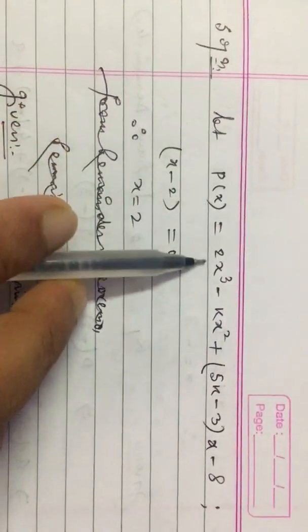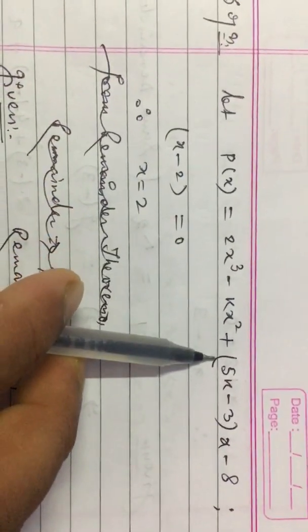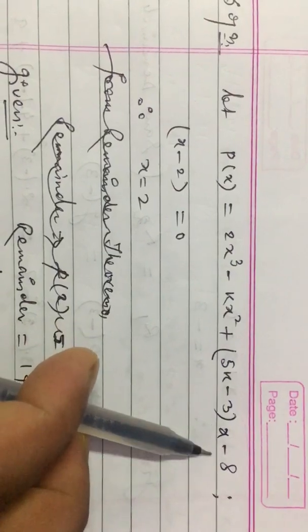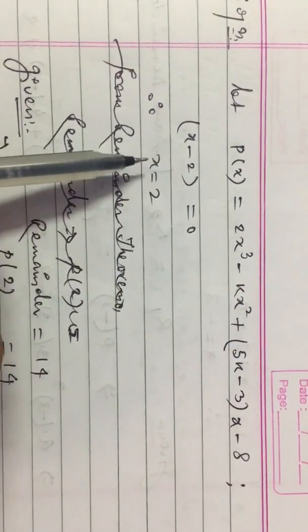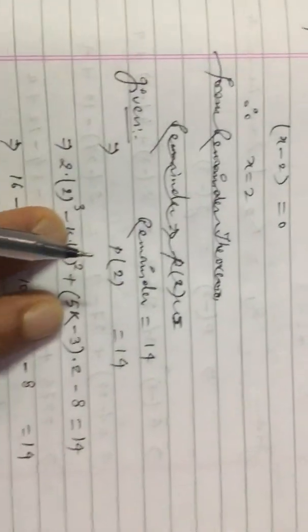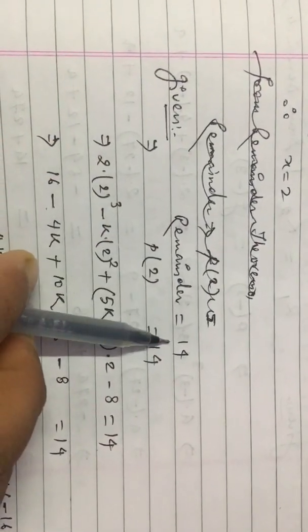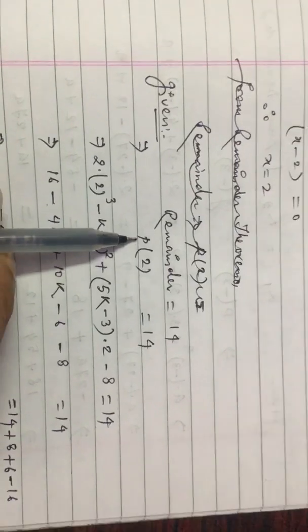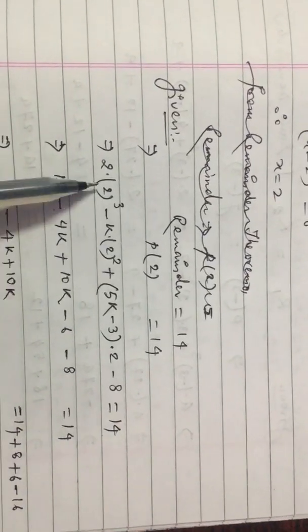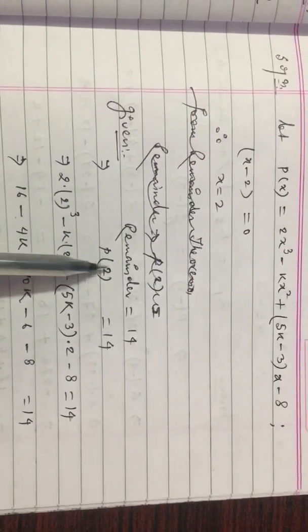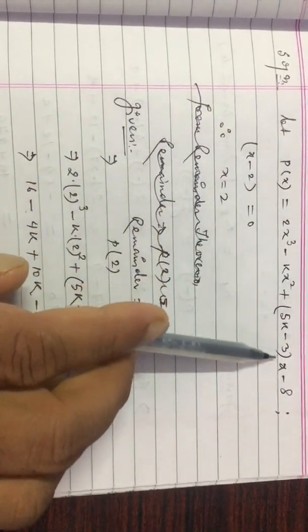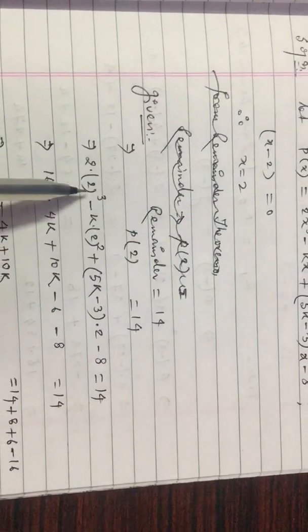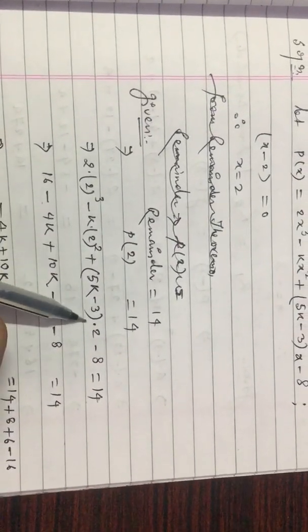Now see, p(x) is equal to 2x cube minus kx square plus (5k minus 3) into x minus 8, divided by x minus 2. Find the zero of x minus 2, that is x is equal to 2. So the remainder, it is given, is 14. So p(2) is 14. Substitute this value, x is equal to 2, here, here, here, here also.